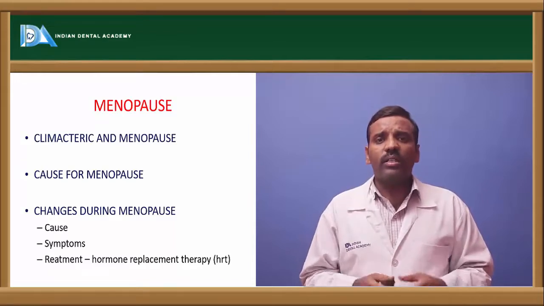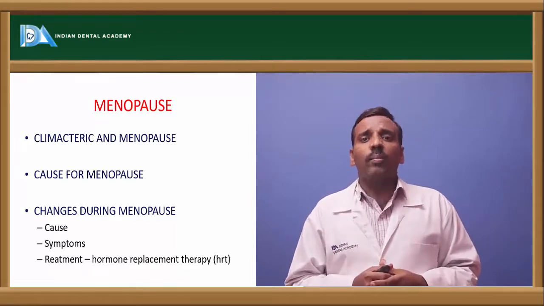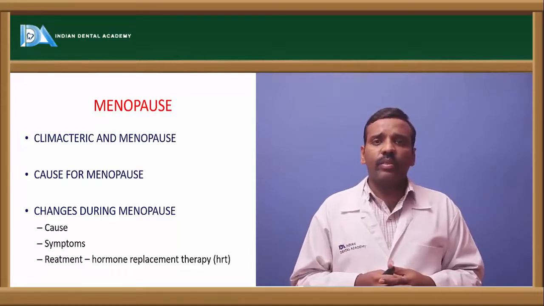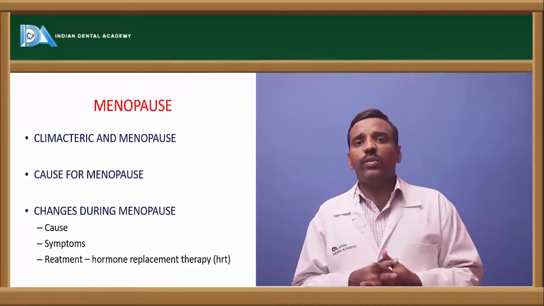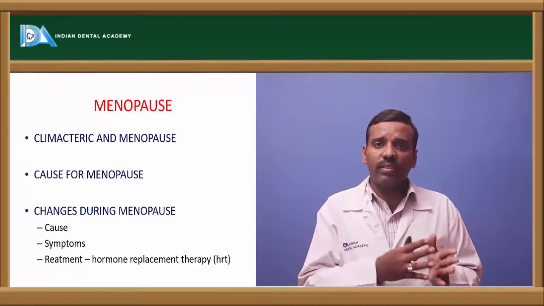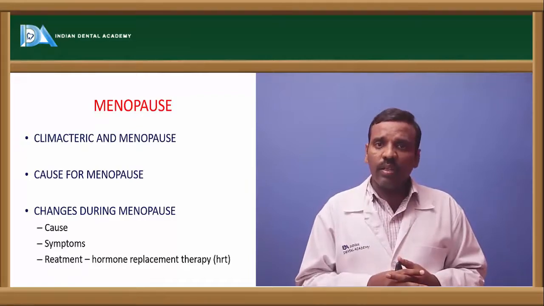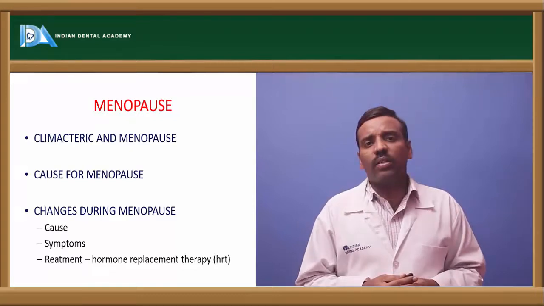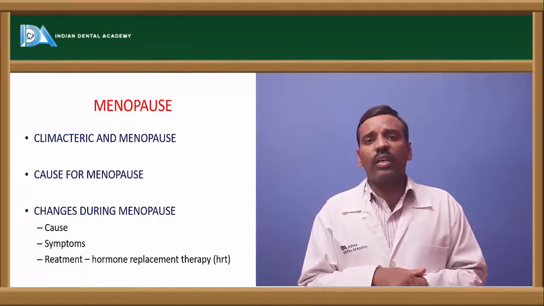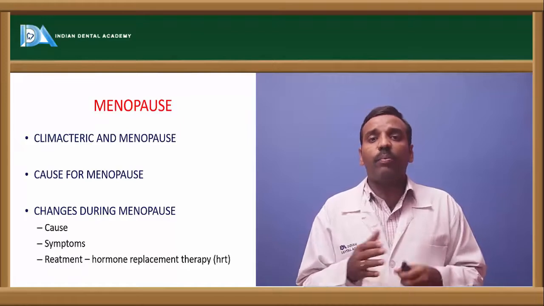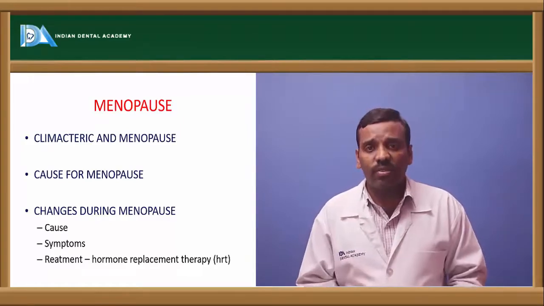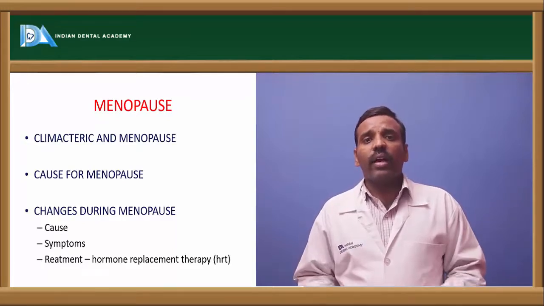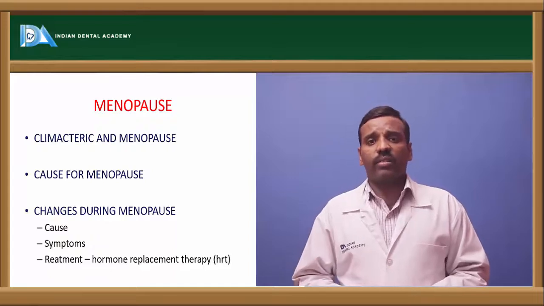What is menopause? The complete stoppage of the menstrual cycle is called menopause. This occurs at the age of 45 to 52 years in the female reproductive system cycle. So what is the cause of this menopause? The estrogen production is suppressed and decreased. Due to that, there is no menstrual phase and no menstrual bleeding, and so menopause occurs.